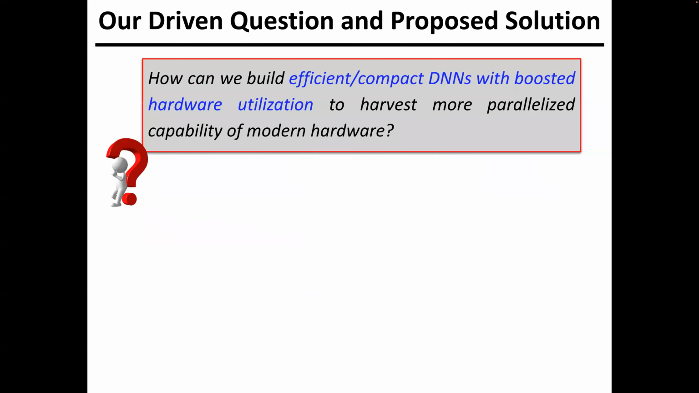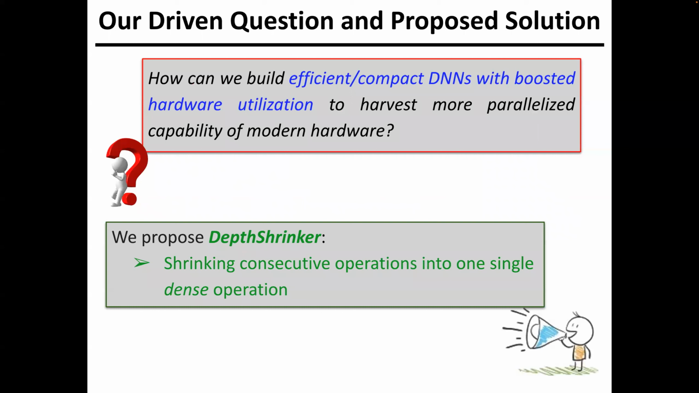To this end, in this work, our driving question is, how can we build compact DNNs with boosted hardware utilization to harvest more parallelized capability of modern hardware? To tackle this question, we propose the DepthShrinker framework to shrink consecutive operations into one single dense operation for improving hardware utilization, thus fulfilling real device efficiency.